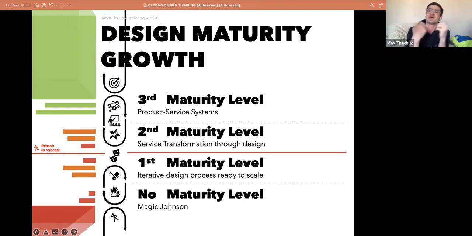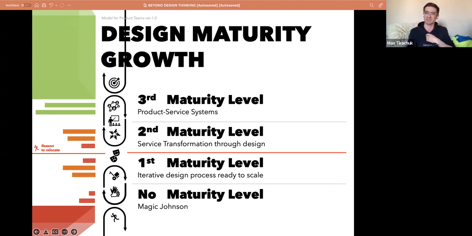Then you have maturity level 1, and you can say we are done when you have an iterative design process, tough as nails, ready to scale. And this is the level where we in Ukraine stop. Some companies do have this stage, but mostly no companies have second and third stages. There are almost no companies who have this culture and processes.